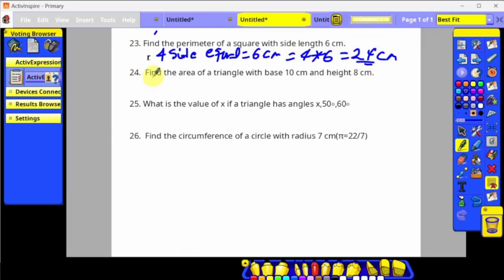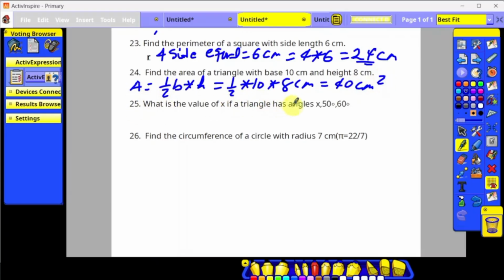The next question says, find the area of a triangle with base 10 centimeters and height 8 centimeters. The area of a triangle is given by area equals half times base times height, which is equal to half times 10 centimeters times 8 centimeters. 10 times 8 is 80, over 2 is 40 square centimeters. Okay, that's the answer.